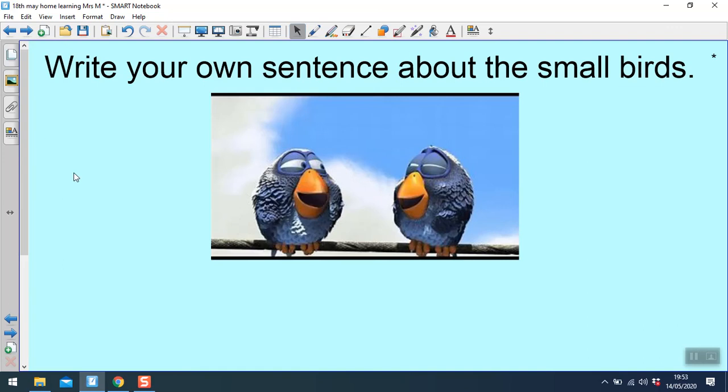Your last job for the day is to write your own sentence about the small birds. It could be about what they look like, it could be about their behaviour towards each other, about their behaviour towards the big bird. It can be anything that you like about the small birds. Don't forget your capital letter, your full stop and your finger spaces.